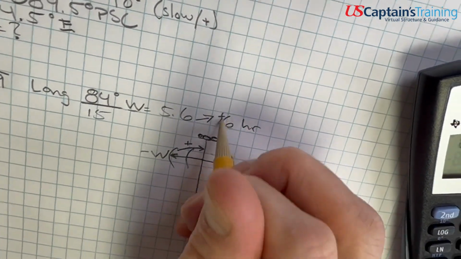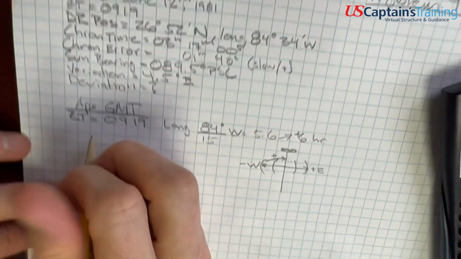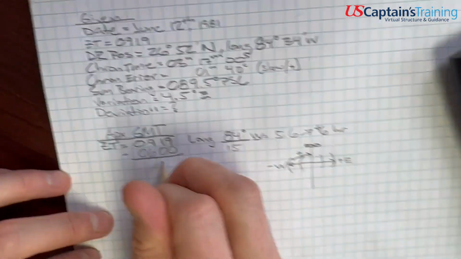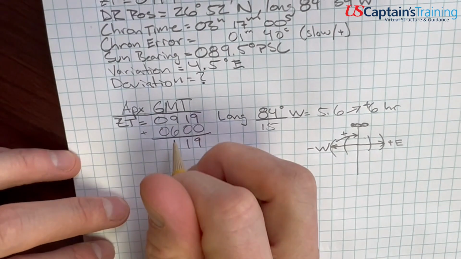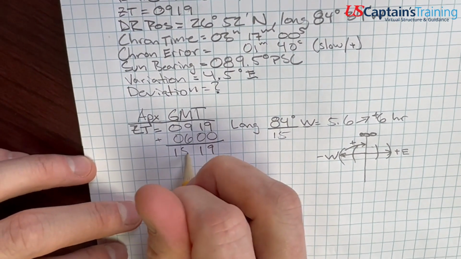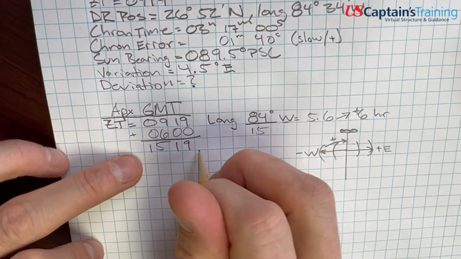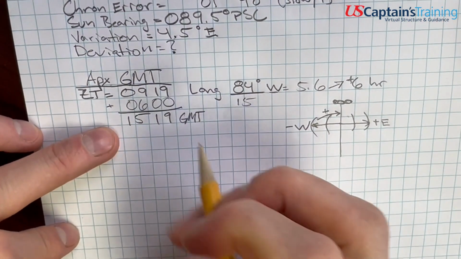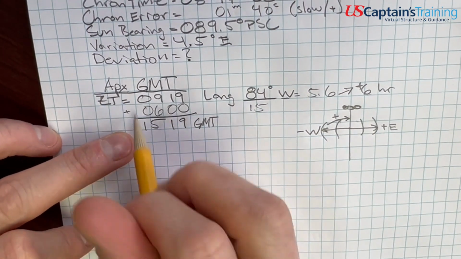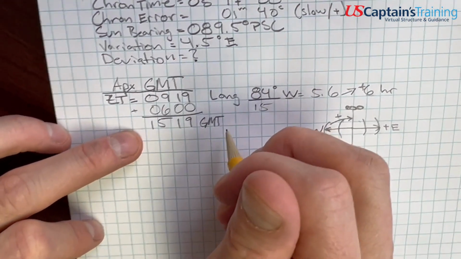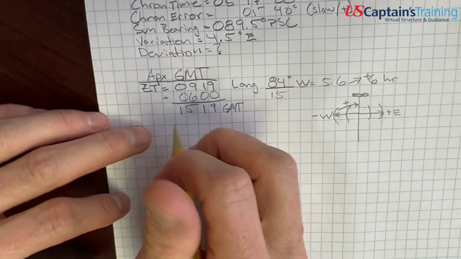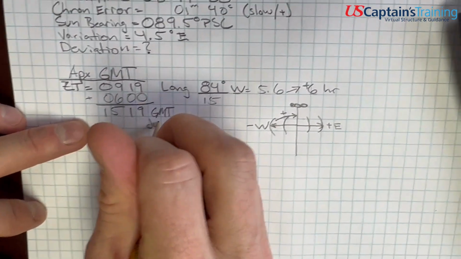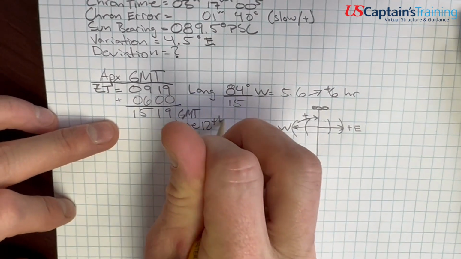So we're going to add these 6 hours. We add 0600 to 0919, and 9 plus 6, so we're looking at 1519. This is the approximate GMT. And we know that we're in the same day. We didn't change days. So this will also be, just to take note, June 12th.